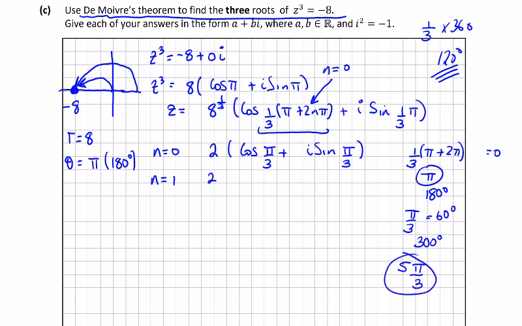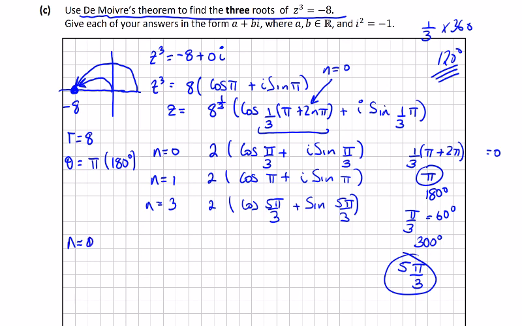When n is equal to 1, it's going to be 2 by the cos of pi plus i by the sine of pi. And when n is equal to 2, it's going to be 2 by the cos of 5 pi over 3 plus i sine 5 pi over 3. If we type these into our calculator, for n equal to 0, you just type 2. You can use radians or degrees, whatever you choose. When n is equal to 0, we're going to get 1 plus root 3i.